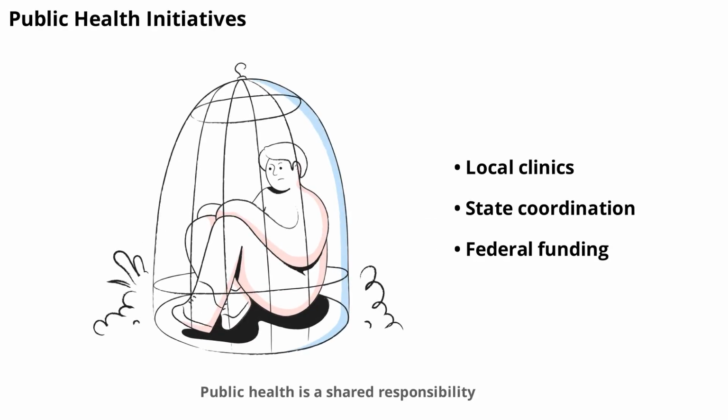Public health is a shared responsibility. Local health departments run clinics and vaccination programs, states coordinate responses to outbreaks, and the federal government provides funding and sets national policies. This cooperation helps keep communities healthy and prepared for emergencies.